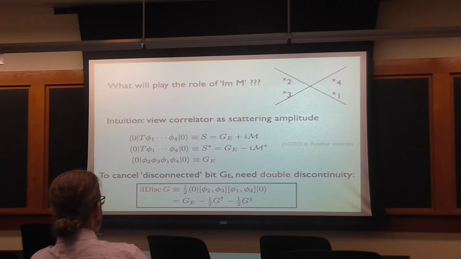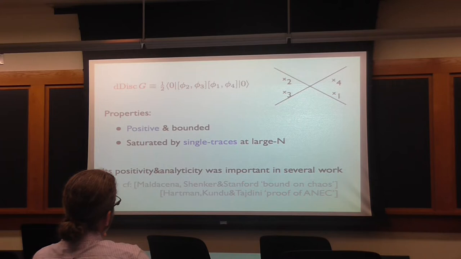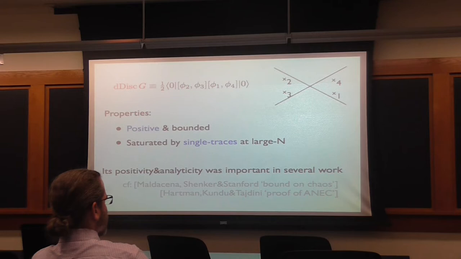So this double commutator has many properties that are not so obvious, but not so hard to verify either. It's easy to prove that it's positive. That's basically the Cauchy-Schwarz inequality. You can show it's bounded also. It's smaller than the Euclidean correlator by Cauchy-Schwarz. It has some analytic properties in the complex plane, which I will not discuss so much. But essentially, you can still do something like crossing, like going to the upper half plane. It has properties that are very much like an amplitude. And these properties were very important in several works, including the so-called bound on chaos and a recent proof of the average null energy conditions. I'm not going to go through this so much, but essentially this work was motivated by trying to get more physics out of this.